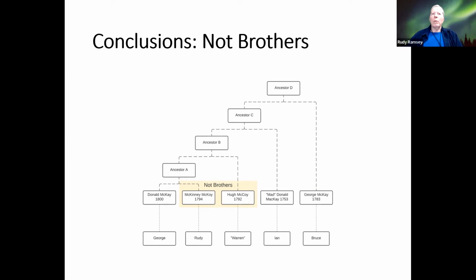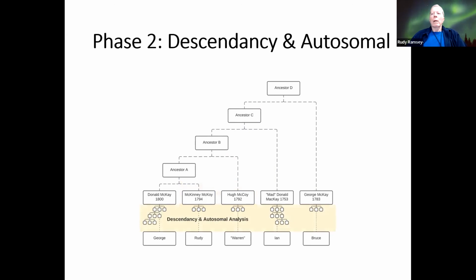We have started actually phase 2 of the study. And I'll show you some things we're doing there. First of all, we're doing detailed descendancy analysis of these earliest known ancestors in our 5 lines. The reason for that, and there are multiple reasons, but the main reason is if we can bring one of these lines down far enough, we may establish autosomal connections if we're lucky.